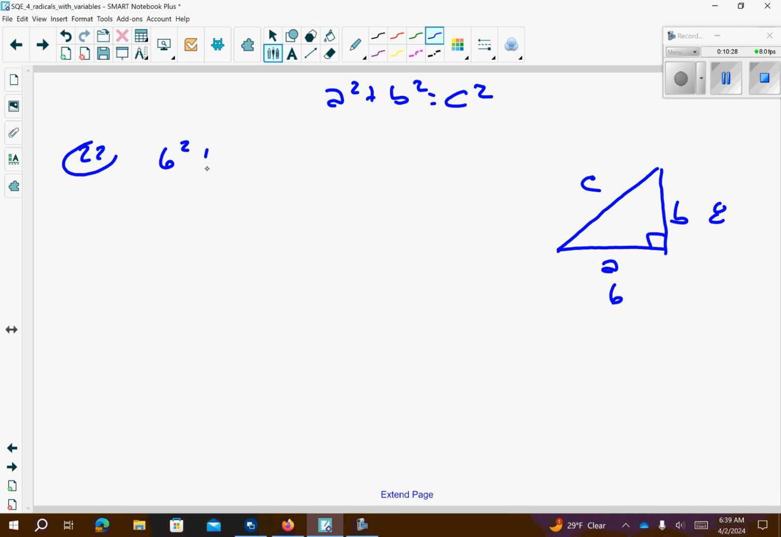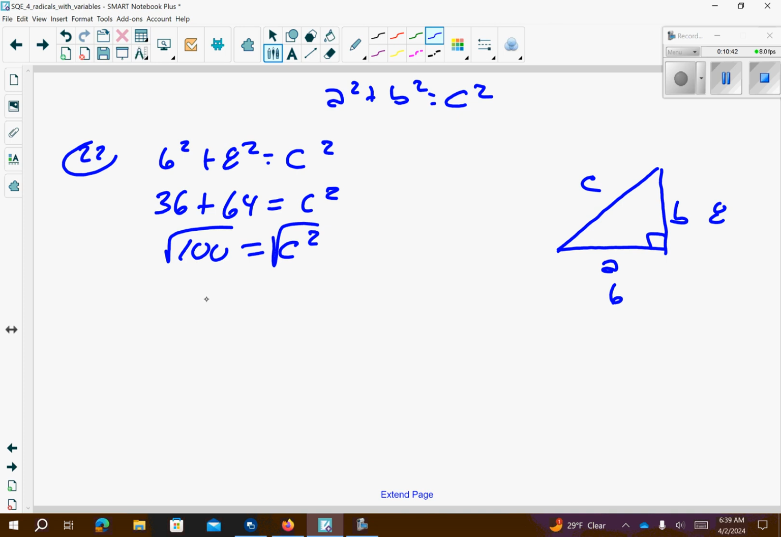So I'm going to get 6 squared plus 8 squared, and that's equal to C squared. 6 times 6, or 6 squared, is 36. 8 times 8 is 64. If we add these together, we get 100. Take the square root of both sides. It's the square root of 100. Yeah, it's 10. Well, we'll do the next one in red.